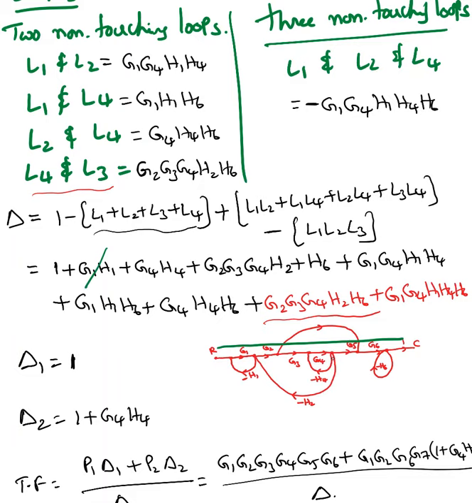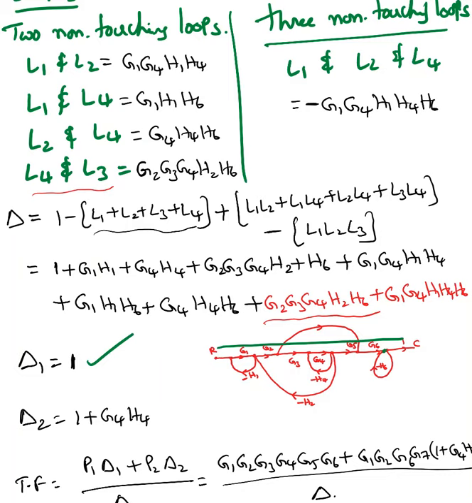Z4 h4 is touching that, eliminate that. Z2 z3 h4, z2 is there, eliminate that. H6 is not in there, but it is touching the node, so eliminate that no matter what. G1 z4 h1 h4, z1 is there, z4 is also there. If you look at any other, everything is touching, so you need to eliminate everything. So delta 1 equals 1.